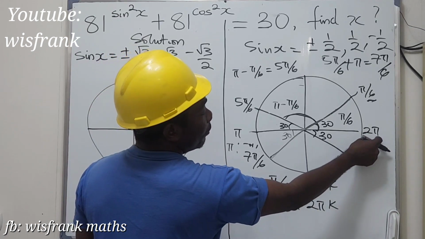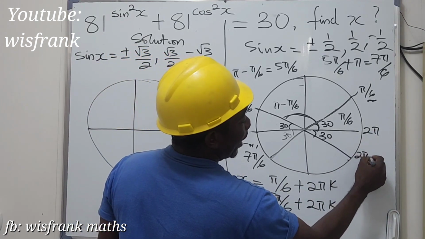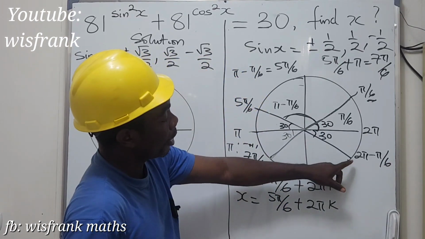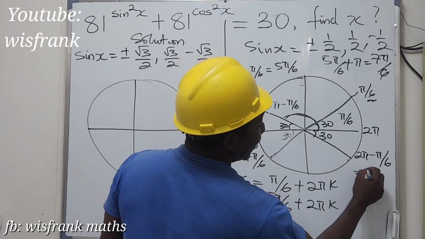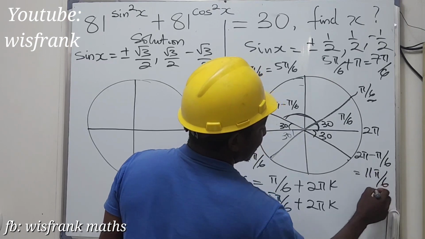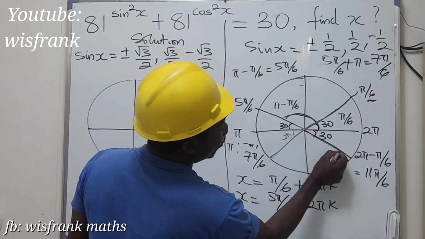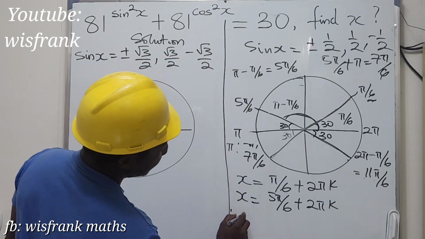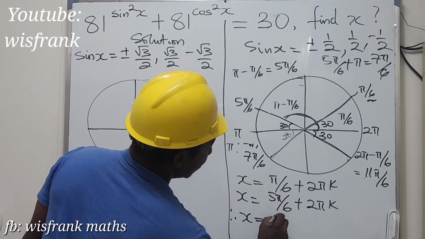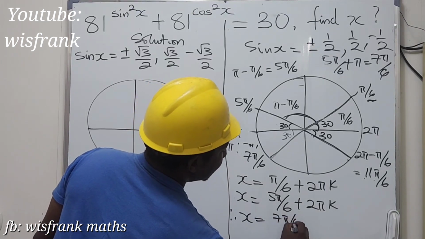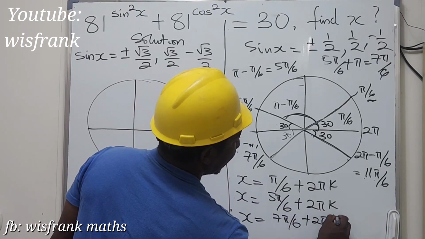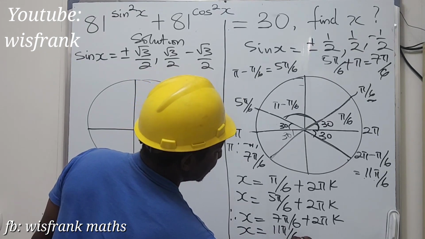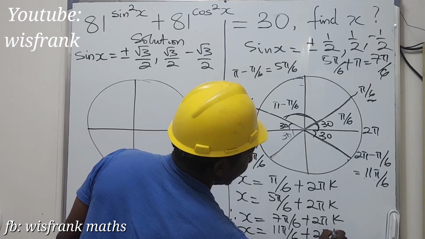And here, for us to have this, it is going to be 2 pi minus pi all over 6. So when we subtract that from here, we're going to have 11 pi all over 6. So from here, at this point, we have 11 pi all over 6. Therefore, the third answer of x will give us 7 pi all over 6 plus 2 pi k. And also, x will give us 11 pi all over 6 plus 2 pi k.